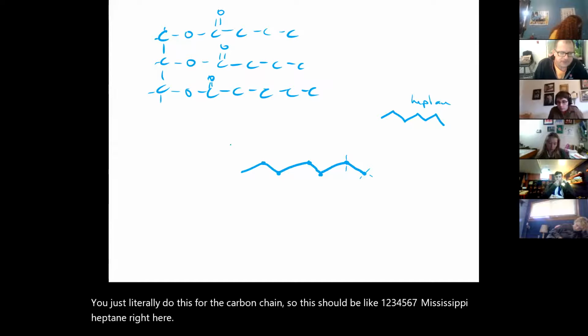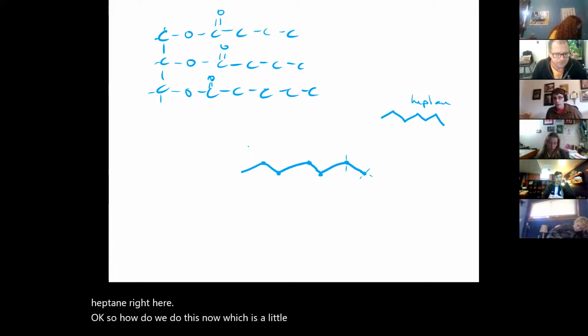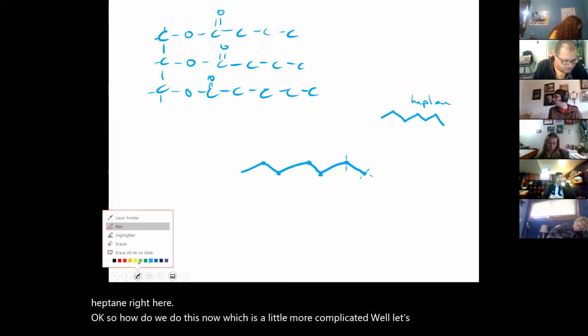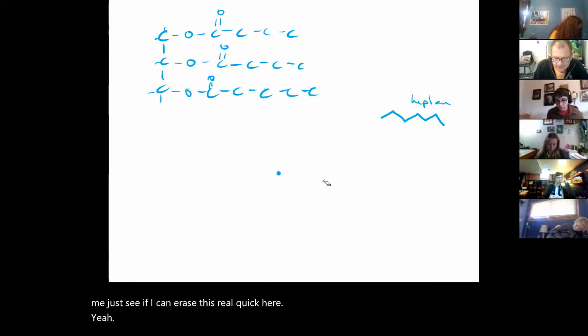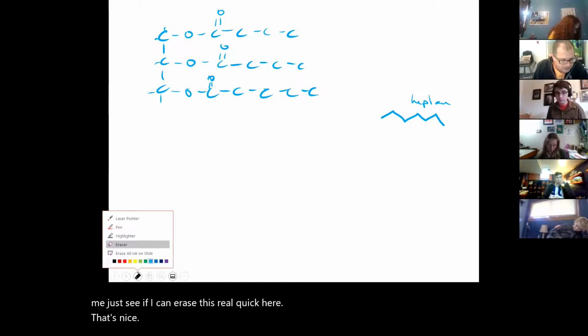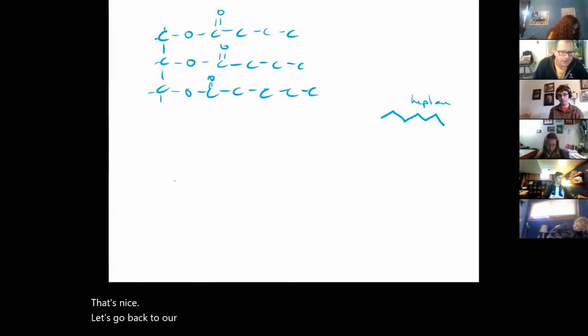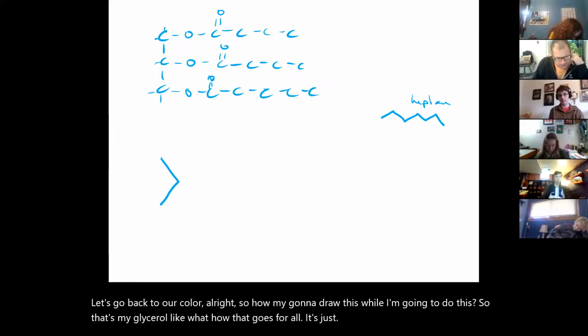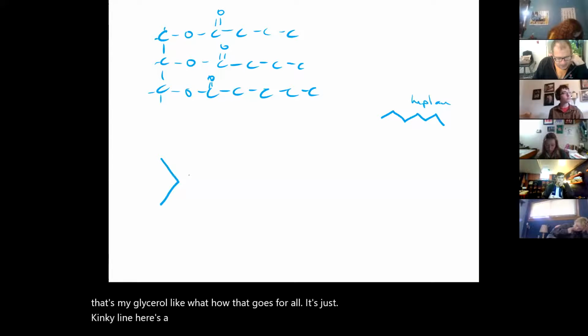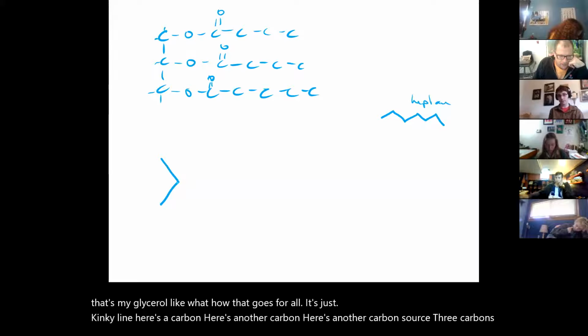Okay, so how do we do this now, which is a little more complicated? Well, let's check it out. Let me just see if I can erase this real quick here. Oh yeah, that's nice. Let's go back to our color. All right, so how am I going to draw this? Well, I'm going to do this. So that's my glycerol. How's that glycerol? It's just a kinky line. Well, here's a carbon, here's another carbon, here's another carbon. So it's 3 carbons there, 2 on the end and 1 in the middle.